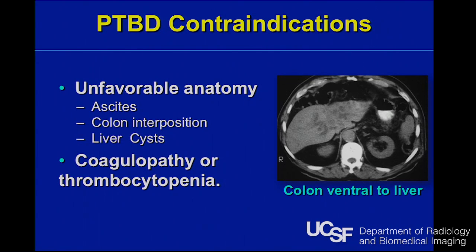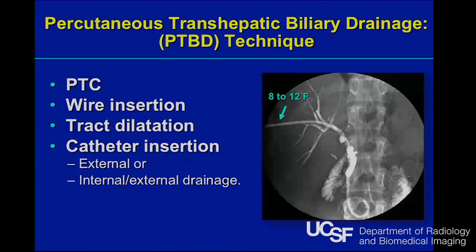Sometimes there are anatomic issues. For instance, in this case of colitis, there's colon anterior to the liver, and you simply don't have a safe window. If there is ascites, some practitioners would consider that a relative contraindication. A lot of the time it would be possible to perform a high volume paracentesis, bring the liver surface up to the abdominal wall surface, and perform a safe percutaneous biliary drainage. Coagulopathy and thrombocytopenia for any kind of interventional procedure also come into play, but those are typically correctable.